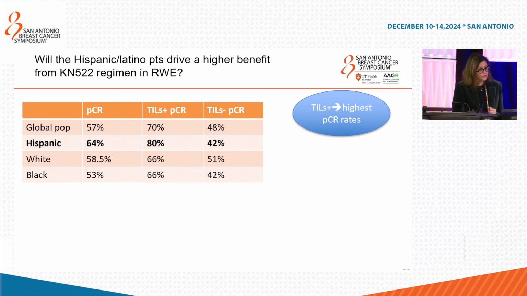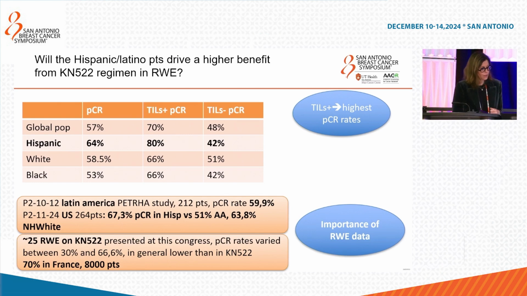So from this study, you can see really that the Hispanic population in this group had really higher pCR and an extremely high level of pCR when they had TILs, 80%, and very low level when they didn't have TILs. And we clearly have an association between TILs and highest pCR rate.